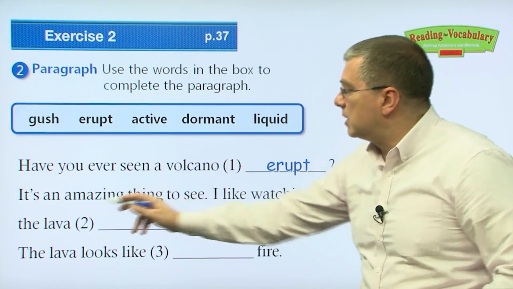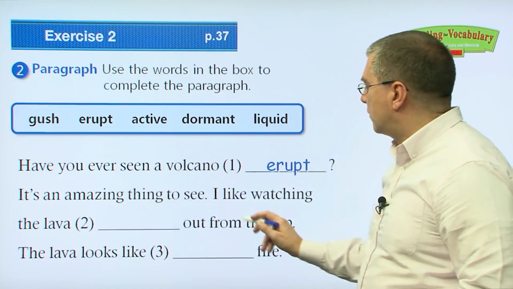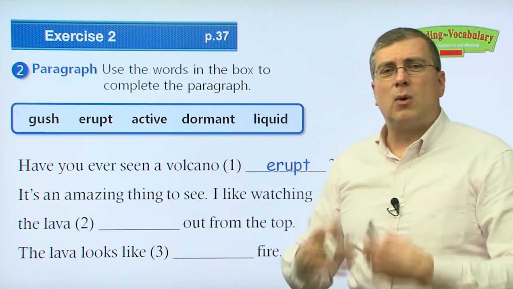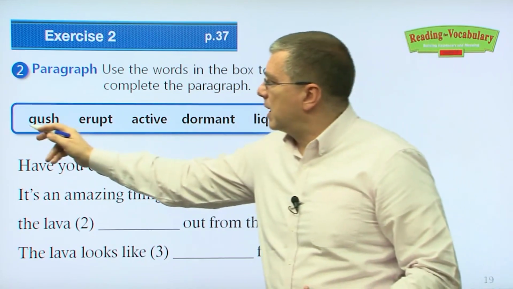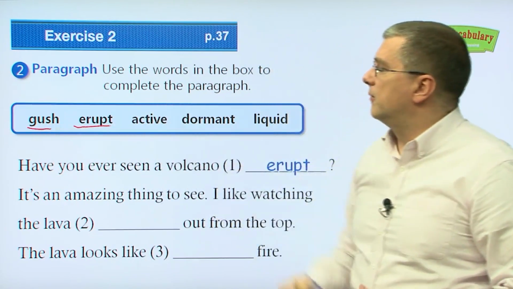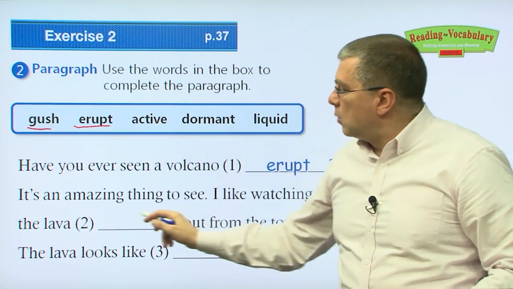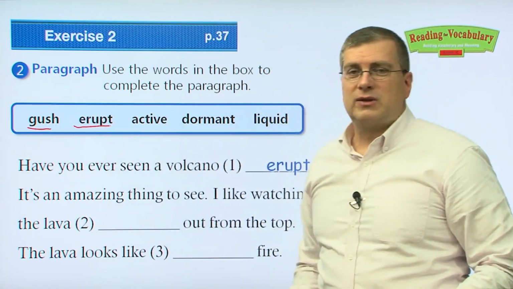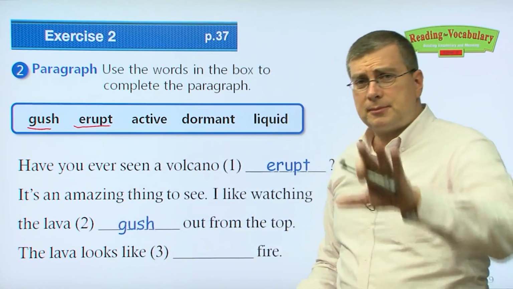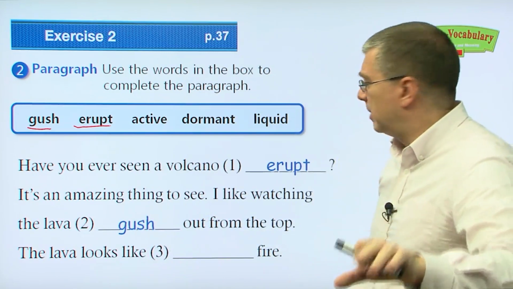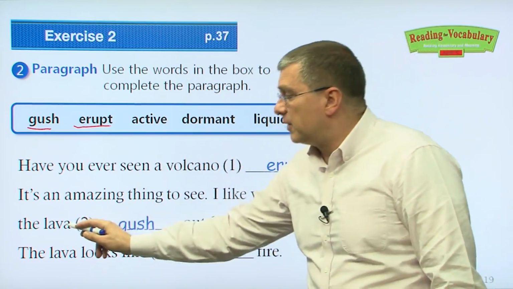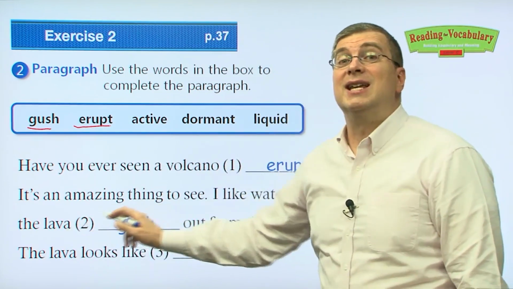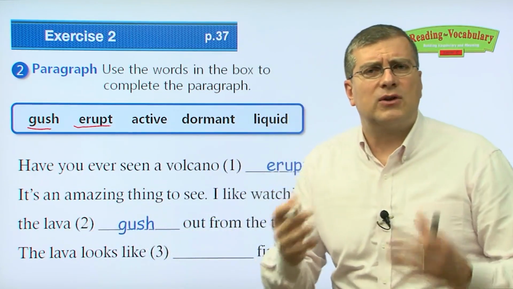I like watching the lava blank out from the top. So the lava, what does the lava do, right? We have 2 verbs here, right? Gush and erupt are both verbs. We used erupt. We need another verb here. It's going to be gush, right? Now that's interesting. Think about this for a minute. Volcanoes don't gush, they erupt. Lava doesn't erupt, it gushes. What's the difference? What's going on?